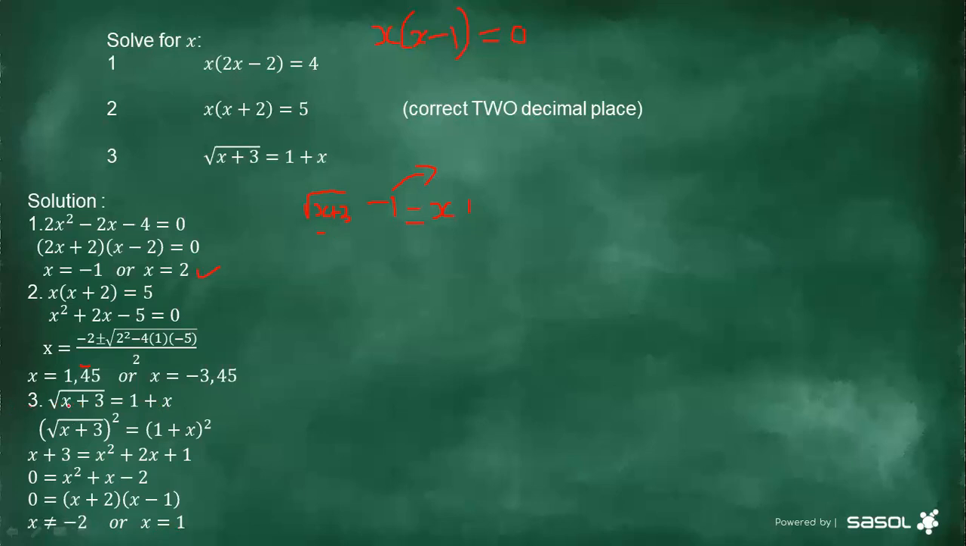If we put 1 here, 1 plus 3 is 4. Square root of 4 is 2. 1 plus 1 is 2. And then 2 equals to 2. You see? So that's how you should solve this question.